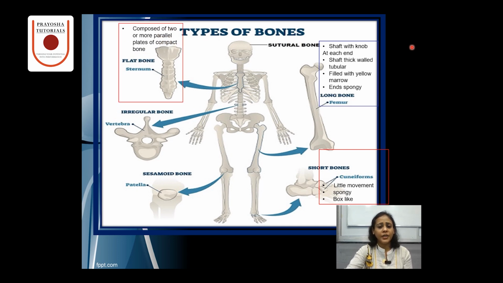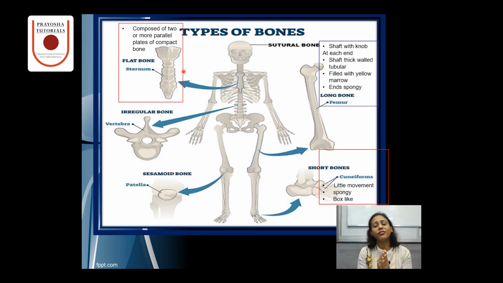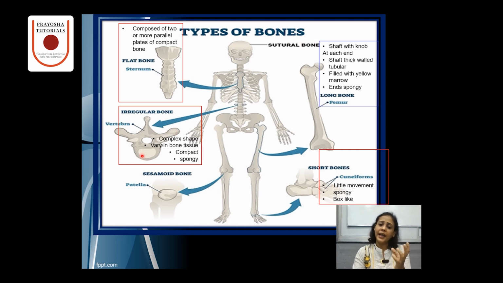The next one, we are having the flat bones. The flat bone is composed of two or more parallel plates and they are made up of compact bone. There is no sponginess in these bones. The classic example for a flat bone is your sternum, that is your breastbone, as you can see. And the last one is your irregular bones which don't have any specific shape. And the example for that is your vertebrae, which has a very complex shape and they vary in the bone tissue. They can have compact tissue as well as spongy, both the types of tissue present in them.